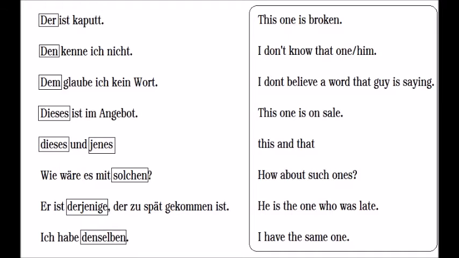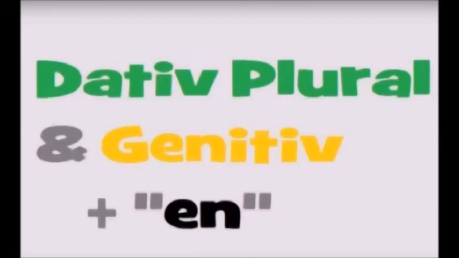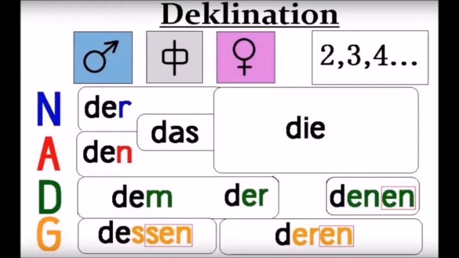There is one exception. The definite articles in the dative plural and the genitive need an additional en at the end. It's the same thing you do with the relative pronouns. The dative plural is denen. The male and neutral genitive form is dessen. And the female and plural form is deren.